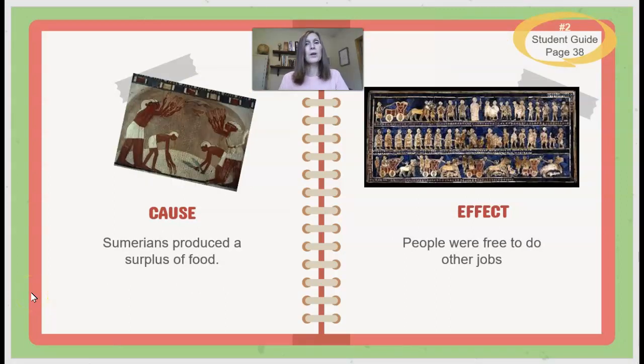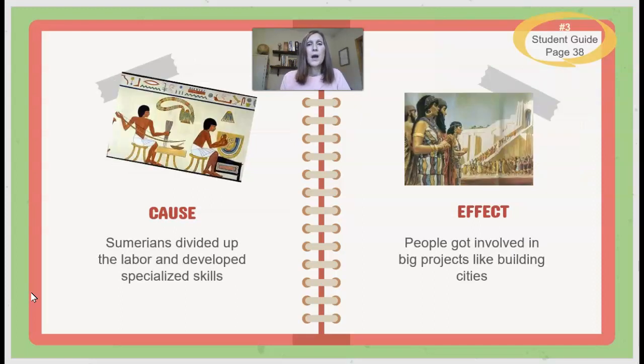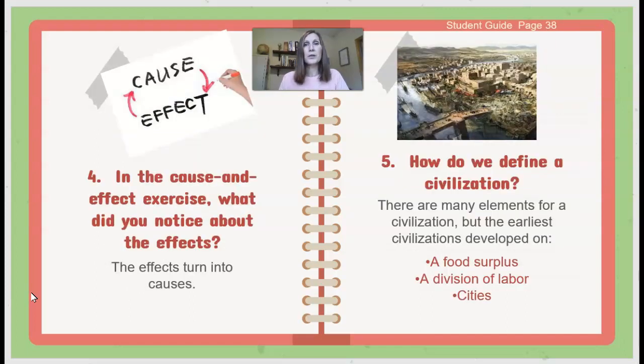Okay, question number 2. The cause was Sumerians produced a surplus of food, and the effect is people were free to do jobs. So because they were creating this surplus of food, they weren't constantly trying to hunt and gather and move around. The cause was Sumerians divided up the labor and developed specialized skills, and the effect was people got involved in building projects like building cities. So again, they were able to divide up what they had to do. They weren't constantly doing one thing or searching just for survival for food.